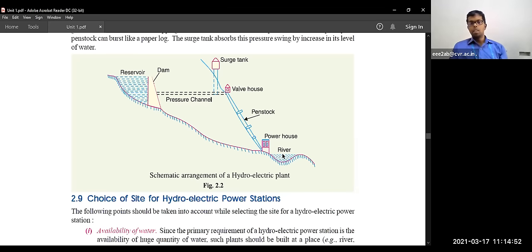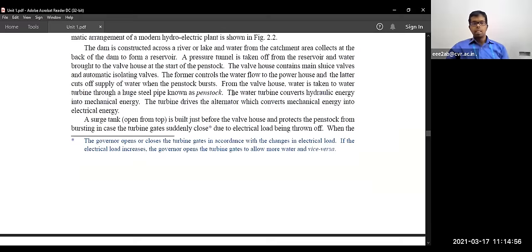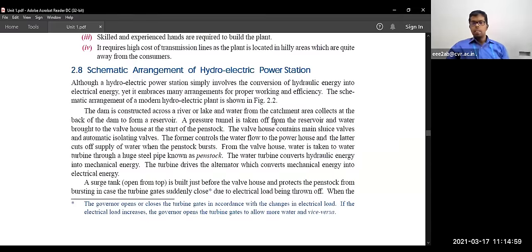Like that. It depends on the type of the plant. Now, the pressure channel is taken from the reservoir and brought to the valve house at the start of the penstock. So the pressure channel is connected to the penstock.